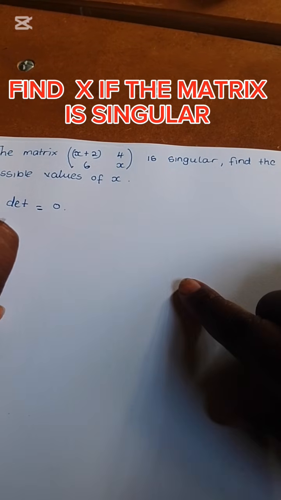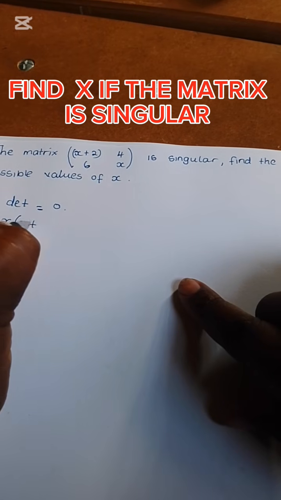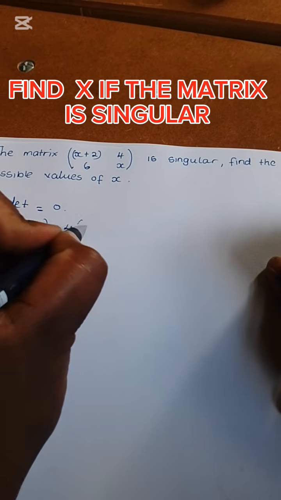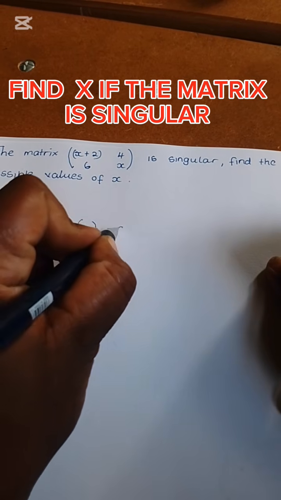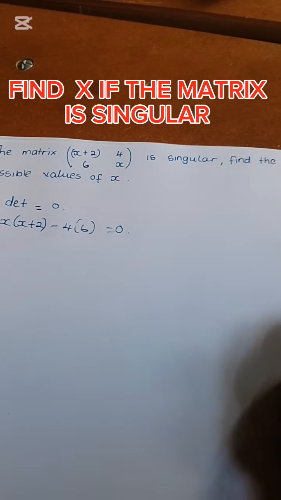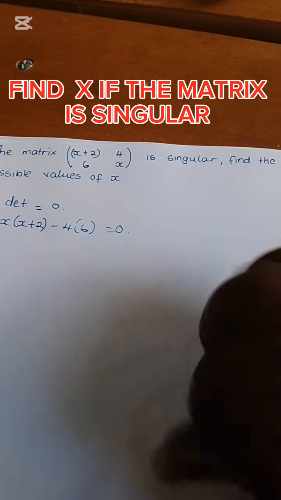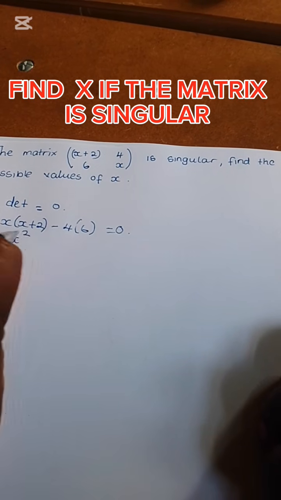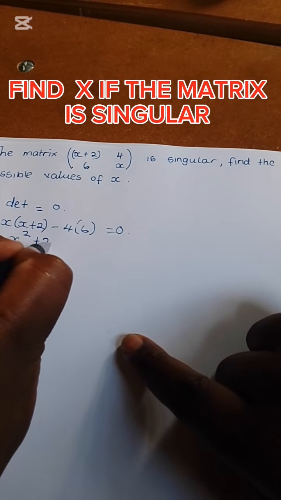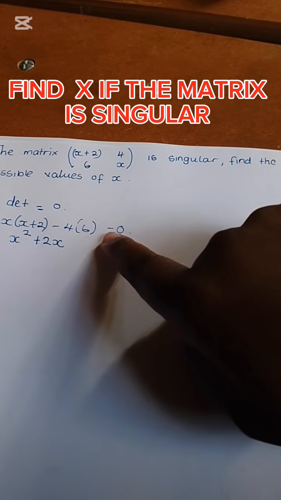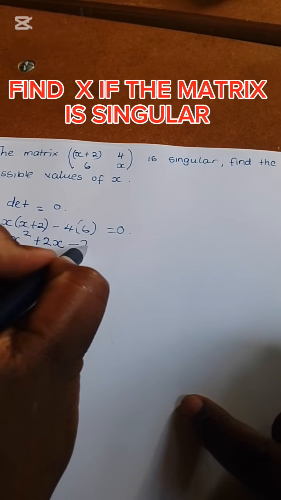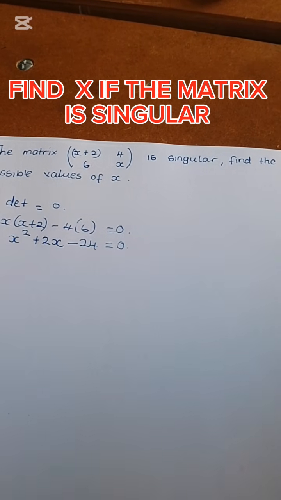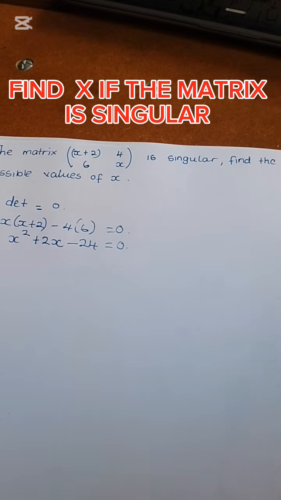How do we find the determinant? This times this, x times x plus 2, minus this times this, minus 4 times 6, should be equal to 0 since it is a singular matrix. So we want to find the possible values of x. So x times x, we get x squared, plus 2x minus 4x minus 24 is equal to 0. So we want to solve that equation.